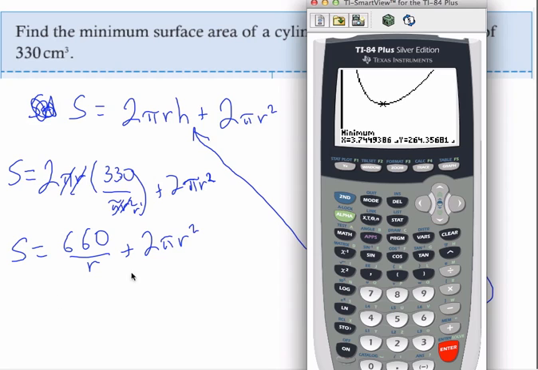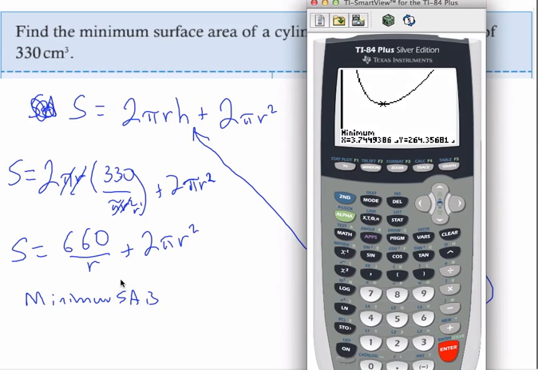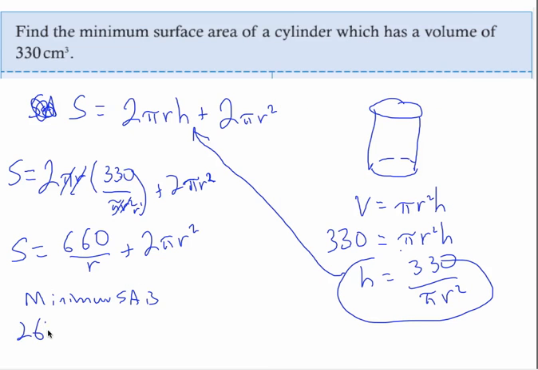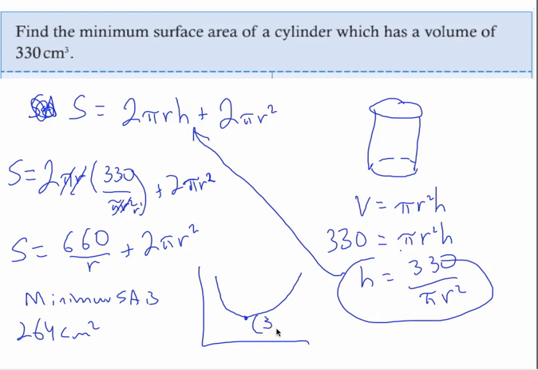Okay, so yeah, we could say now that the minimum surface area is, what did I say that was again? 264 square centimeters. I can show the work by simply making a diagram of the function and showing that this point here is 3.74 comma 264.